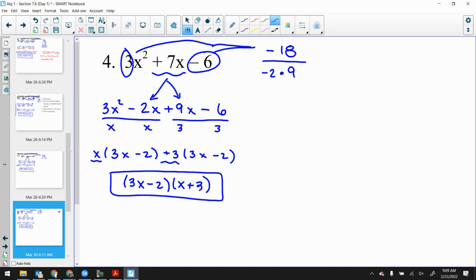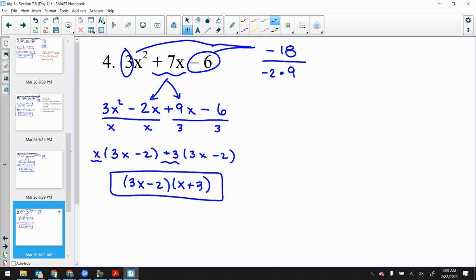Gio? How'd you get x, like when you're dividing with the numbers? Yeah, you're looking at the GCF. You're looking at the GCF of these two terms. So what's common about these two terms? Well, nothing in the numbers, but they both have an x. That's why my x came out.